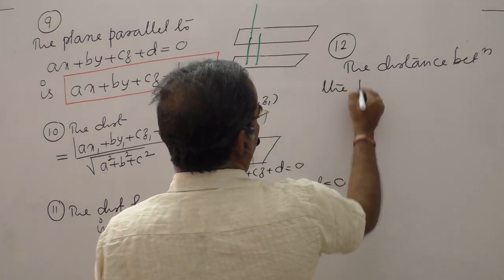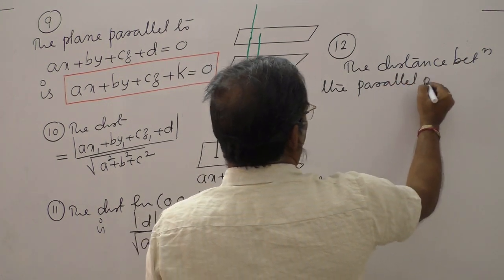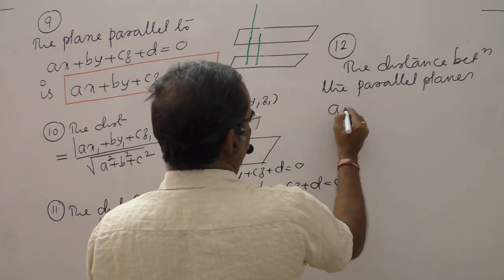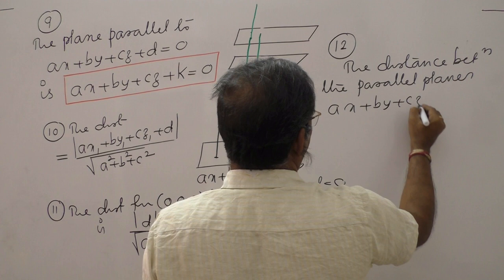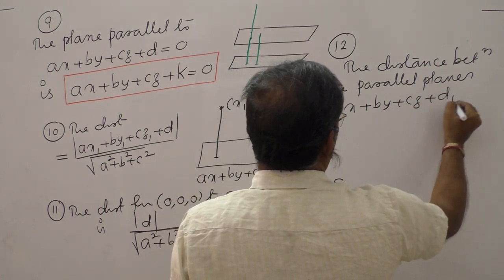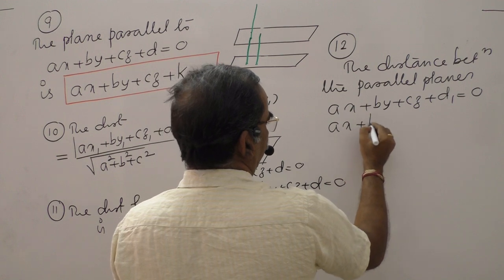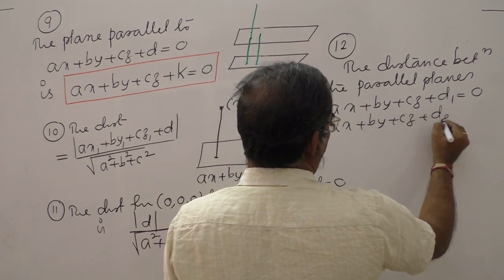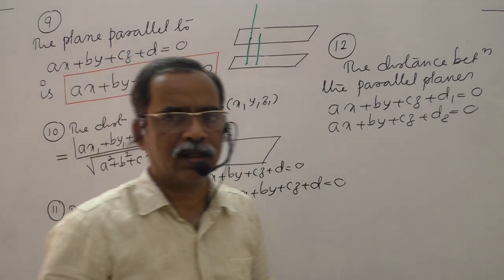The distance between the parallel planes. What are the parallel planes? Ax plus By plus Cz plus some constant D1 equal to 0, and Ax plus By plus Cz plus D2 equal to 0. These are clearly parallel planes.